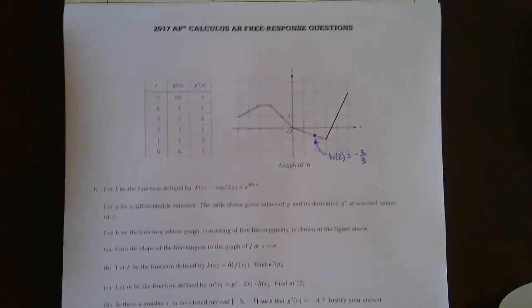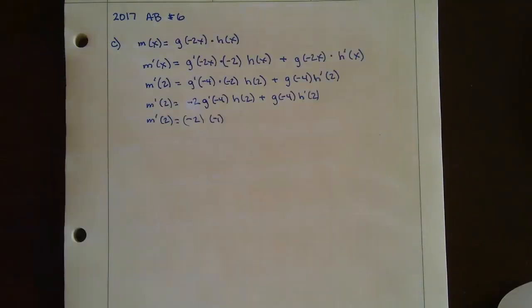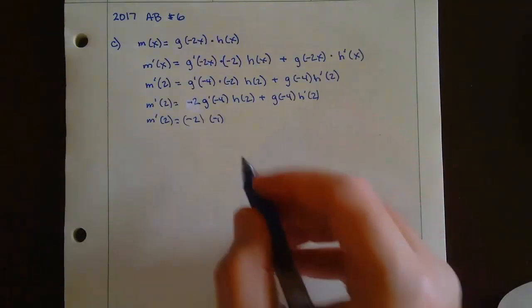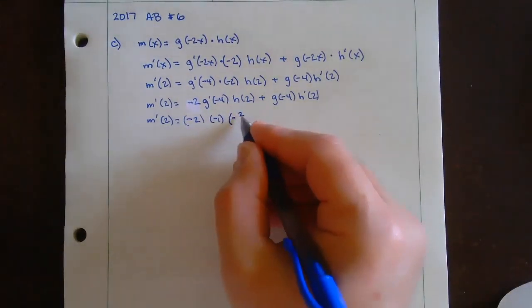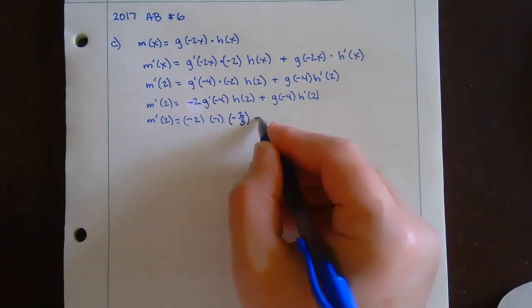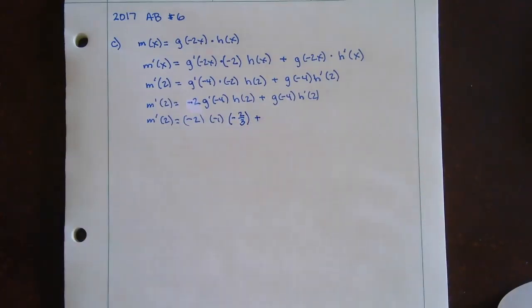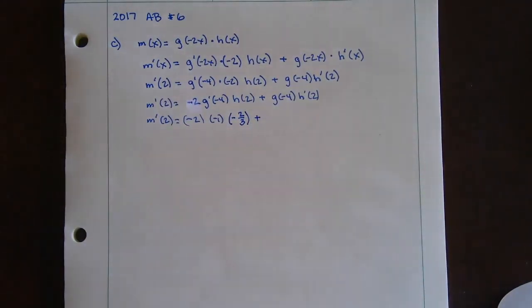Okay, let's go back and let's figure out these values. So h of 2, what we just figured out, is negative 2 thirds, plus, and now we got to look up g of negative 4, right? And g of negative 4 is 5.